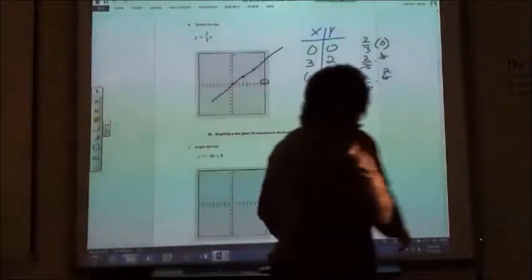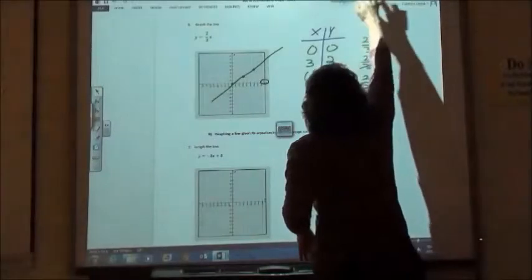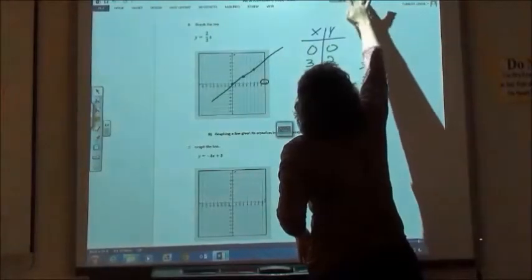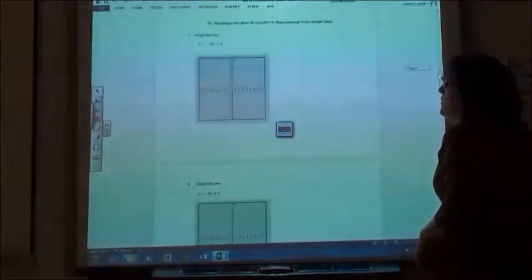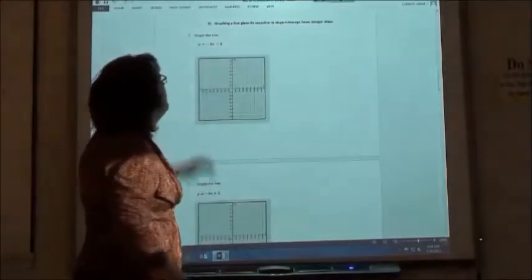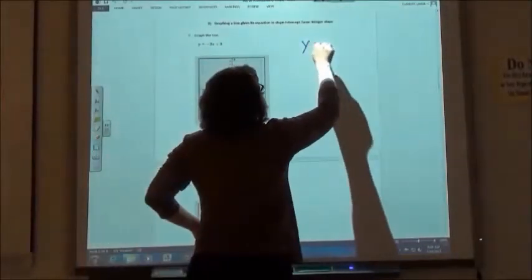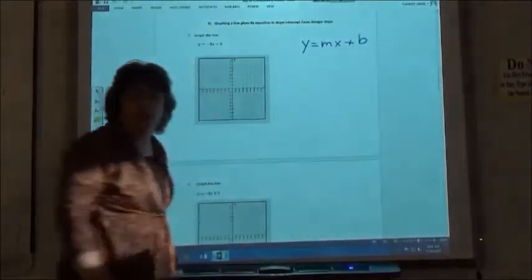The next ones now, they're going to add that number on the end that we might have. All right, so the next ones are what they call slope-intercept form. Y equals mx plus b is what we call slope-intercept form.